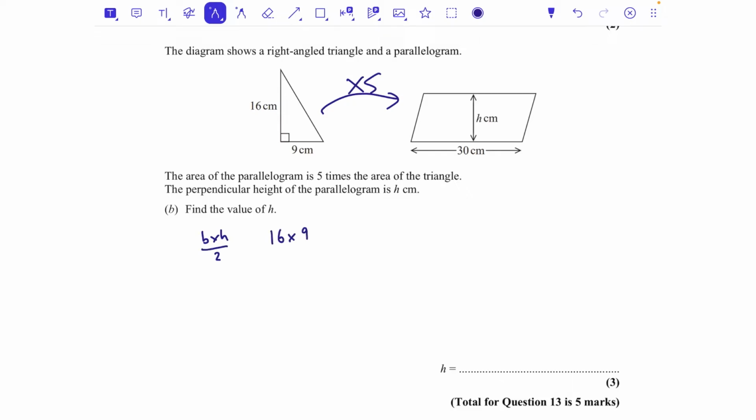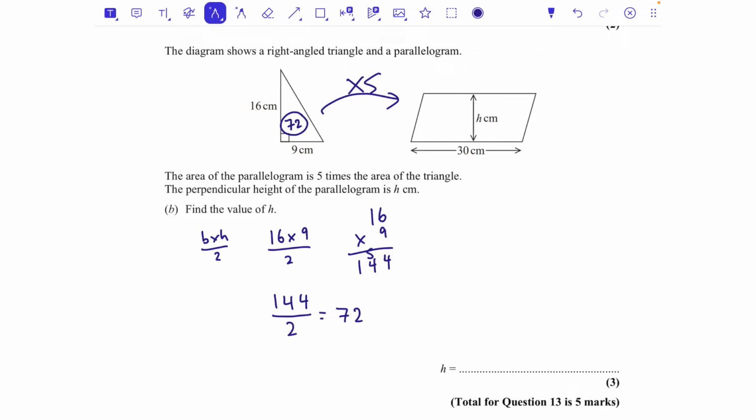So 16 times 9 divided by 2. To do 16 times 9, I'm going to do 9 times 6, which is 54. 9 times 1 is 9. Add the 5 is 14. And then we've got 144, but we need to divide that by 2. And that is 72. So the area of this triangle is 72 centimetres squared.